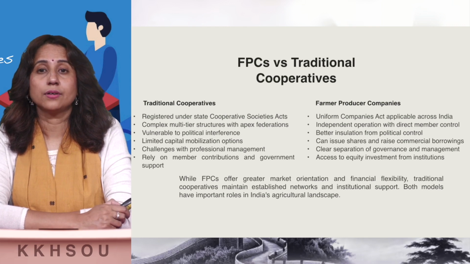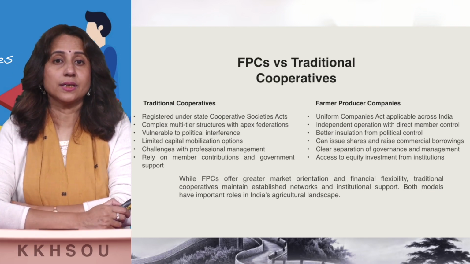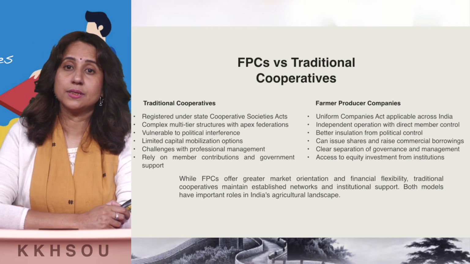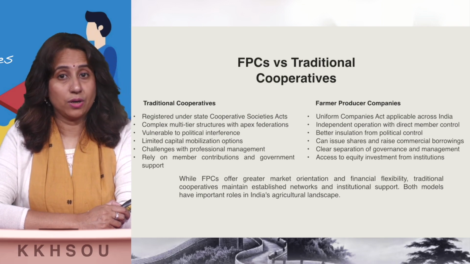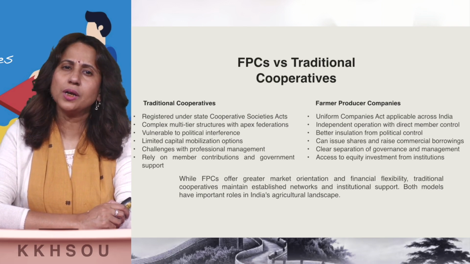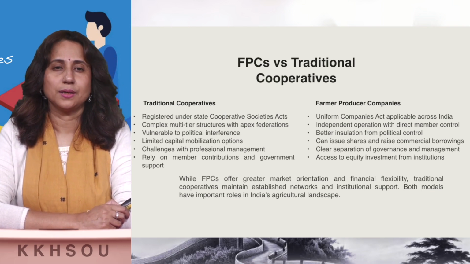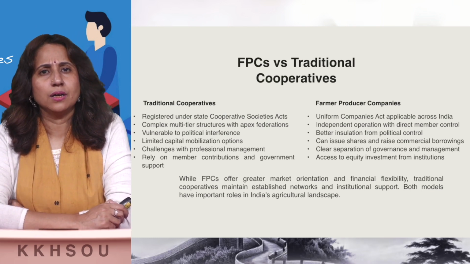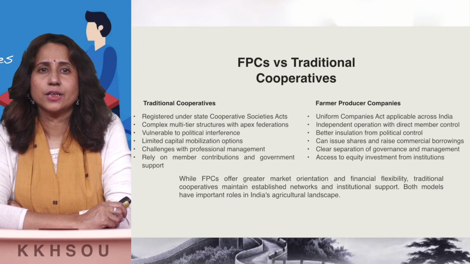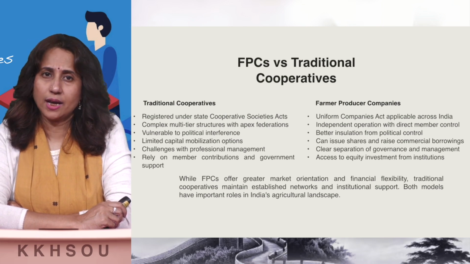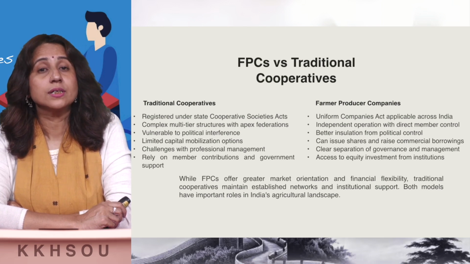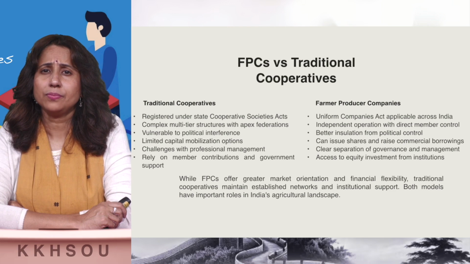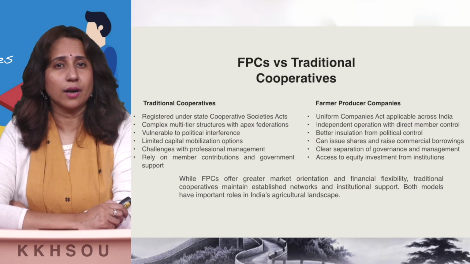Cooperatives often have complex multi-tier structures with apex federations controlling primary societies, and FPCs operate independently with direct member control, though they can collaborate with other FPCs also, and this autonomy enables quicker decision making and greater accountability. Political interference has been a persistent problem in cooperatives, with elections often becoming politicized and management decisions influenced by political considerations.